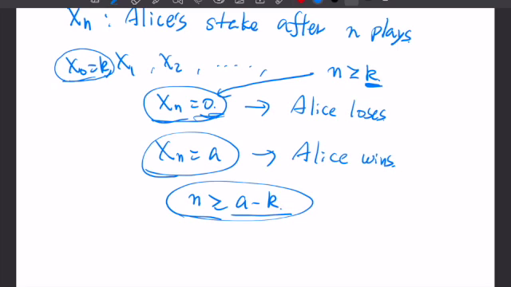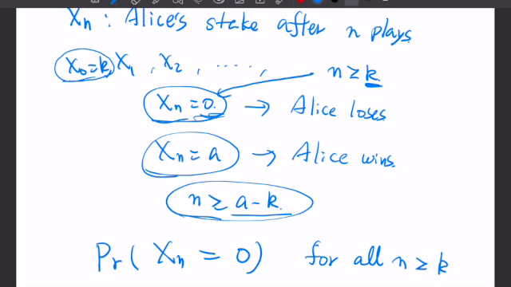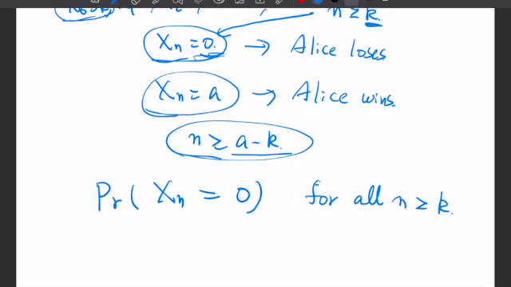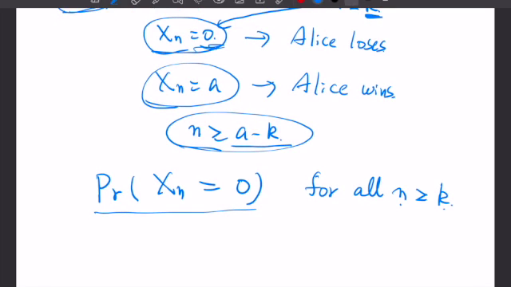So our goal is to calculate this probability: the probability that X_n is equal to 0 for all n greater than or equal to k. Because we know if n is less than k, then this probability cannot be positive. It should be 0 because Alice has still some money left. It's guaranteed. So this is the basic mathematical setup of this problem.